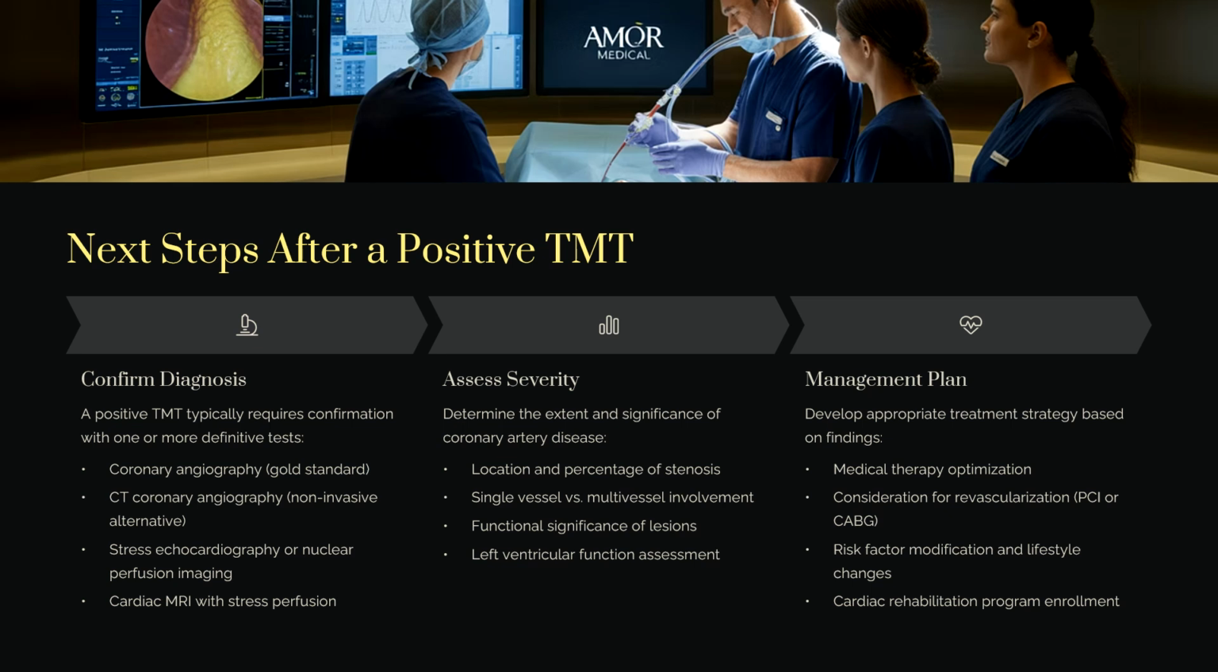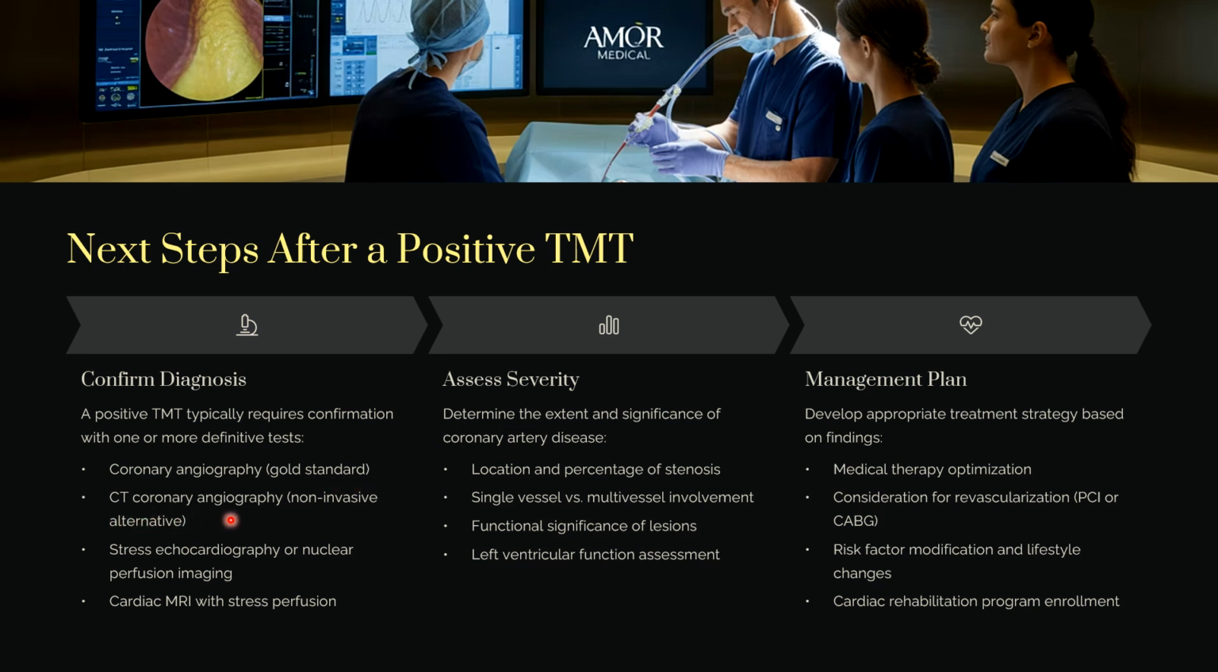What will be the next step if there is a positive TMT? So diagnosis should be confirmed. A positive TMT typically requires confirmation with one or more definitive tests. If a person shows positivity in TMT, he or she should go for the coronary angiography, which is the gold standard, means the very effective identifying test.